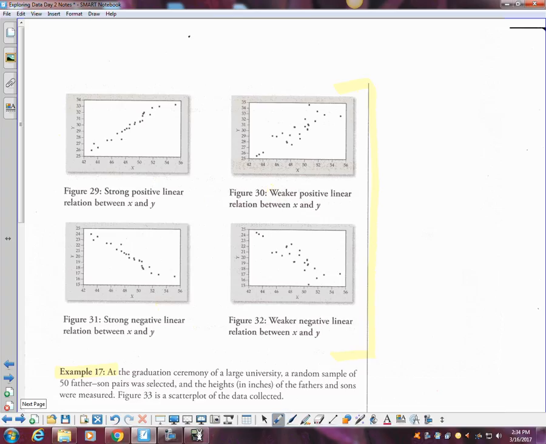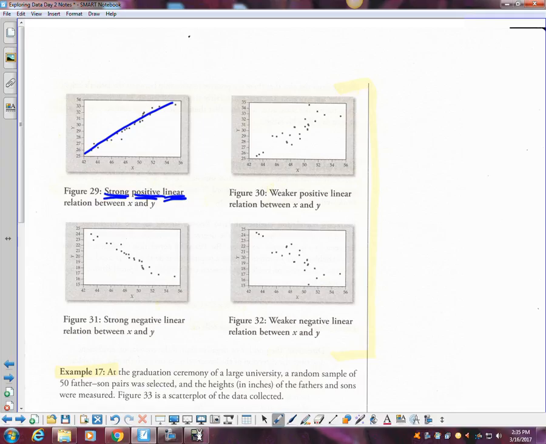Figure 29 is a strong positive linear relationship. Strong because the points are really, really close together. They're close to the line. Positive because it's headed up, and linear because it's in a straight line. So 3 adjectives used to describe this relationship. And when you're describing that, you need to use all 3. The strength, the direction, and if it's linear or nonlinear.